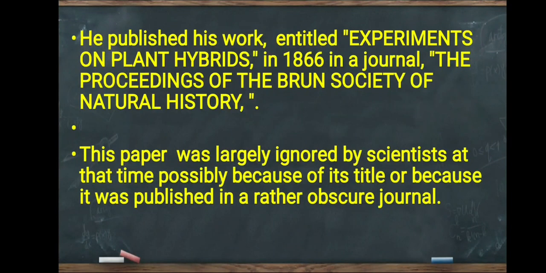Finally, after completing the growing and crossing of these pea plants, he published whatever he found. He published his work under the title Experiments on Plant Hybrids, the name of the work given by Gregor John Mendel. He published that work in 1866 in a journal, The Proceedings of the Brunn Society of Natural History. The name of the work and the name of the journal are both very important.